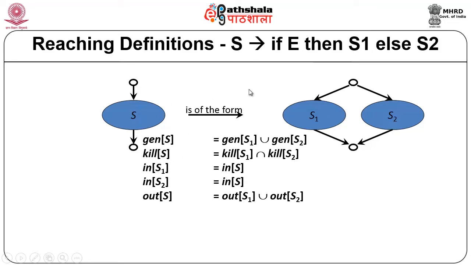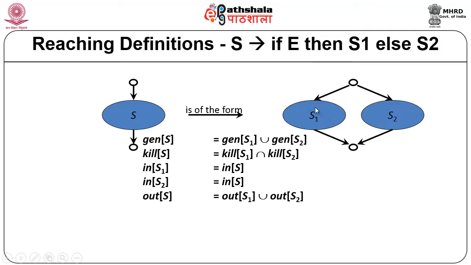Input to S1 will be whatever input was given to S. Similarly, input to S2 will also be whatever was given to S. Out of S will be out of S1 union out of S2, though you are going to follow only one particular path, simply based upon this gen value. So, when I choose this particular path of S2, in that case I will be using only kill of S2 and vice versa.